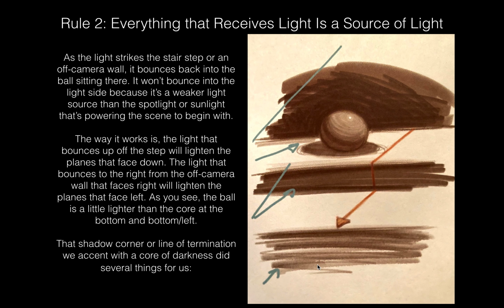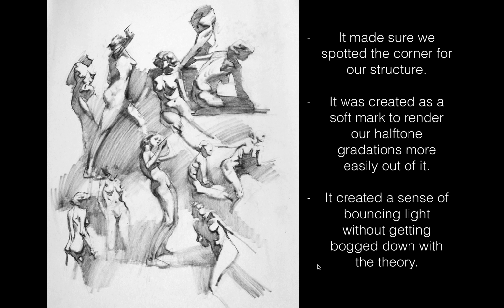That shadow corner or line of termination we accent with the core of darkness did several things for us. As we're seeing that core shadow there, that's why we love that reflected light, because it gives us the ability to make that core shadow, because those two contrast each other. So look through these little gestures here, which I love, and you can really see those intense highlights, then that core shadow, and then that reflected light, which is to the other side of the core shadow.